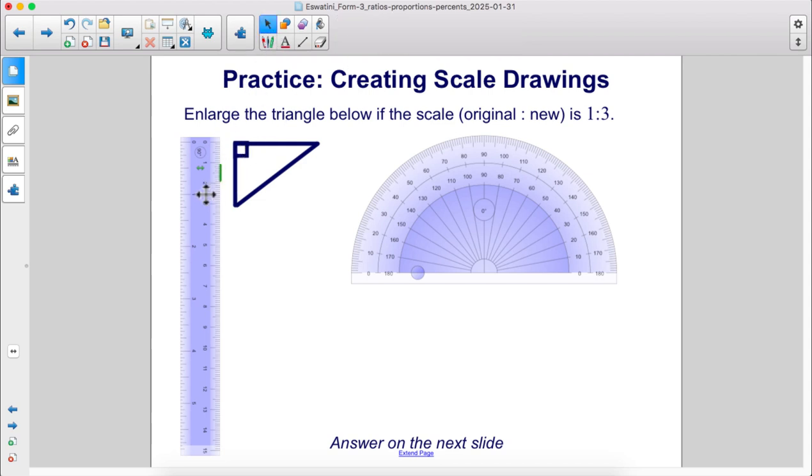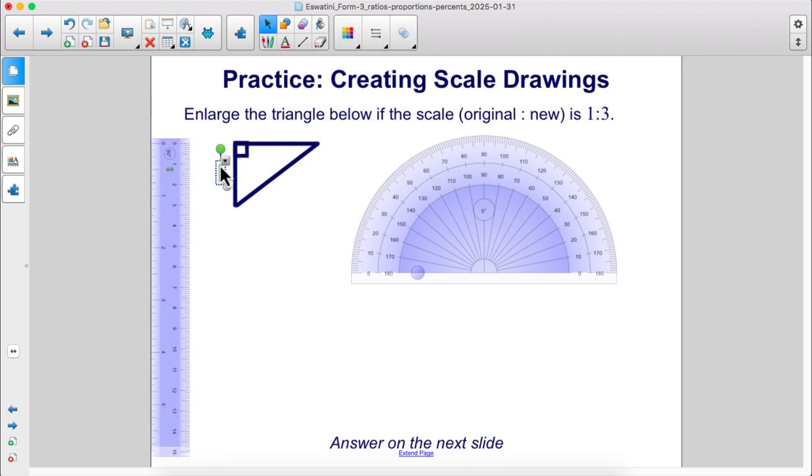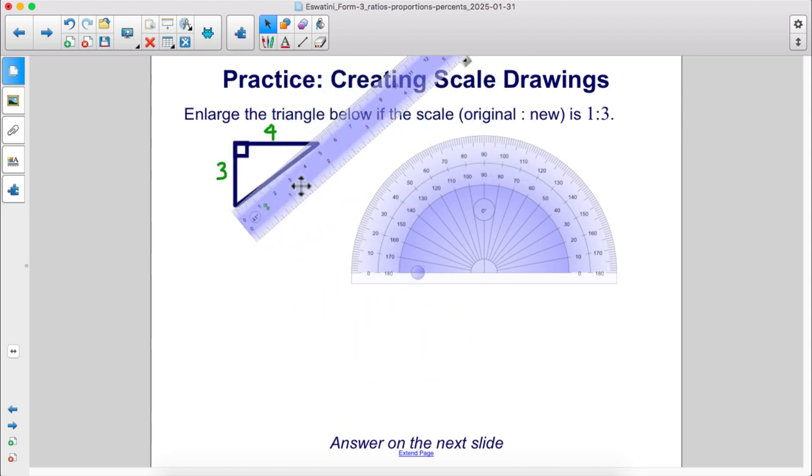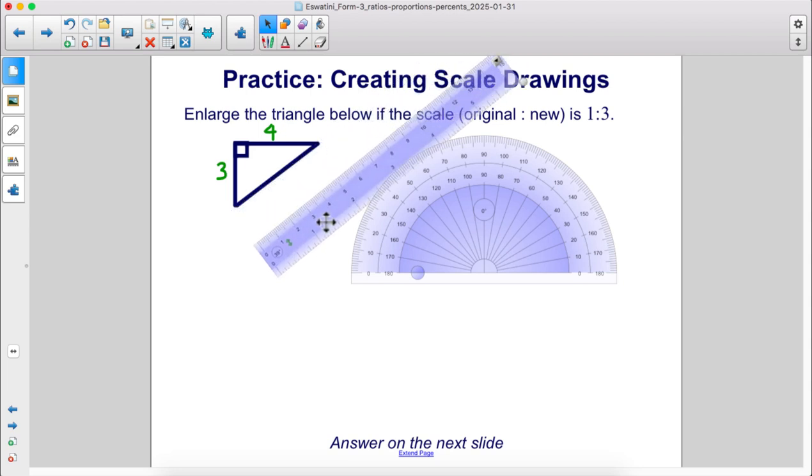Oops, I moved the ruler. Alright, this side is 3 centimeters. Flip my ruler up. That side is 4 centimeters. And therefore, the hypotenuse is 5 centimeters, but let's measure it to be sure. It's a right triangle, it's a 3, 4, 5 triangle. Alright, 5 centimeters. Great.